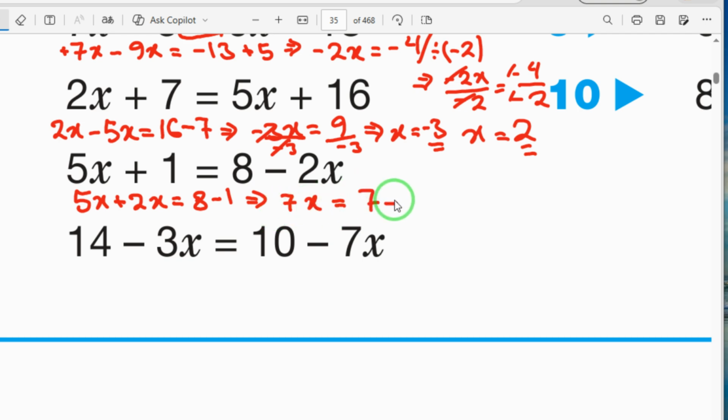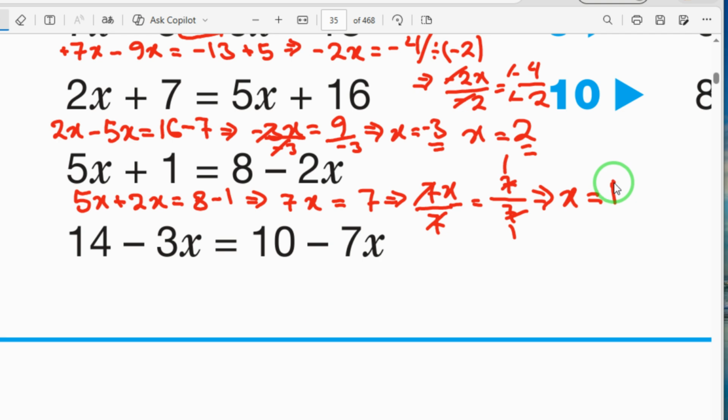We divide both sides of the equation by 7. Here we have 7x over 7 equal to 7 divided by 7, because the coefficient of x is 7, so we divide both sides of the equation by 7. Here we simplify, just only remain x equal to 1 times of 7, so x is equal to 1, because 1 divided by 1 is equal to 1.